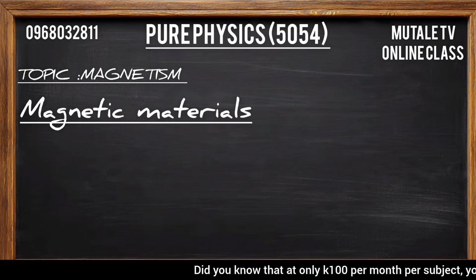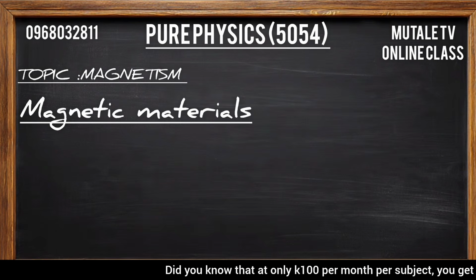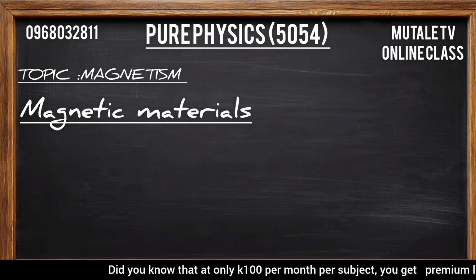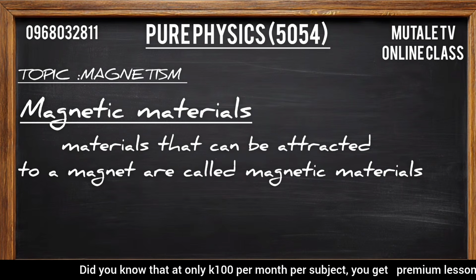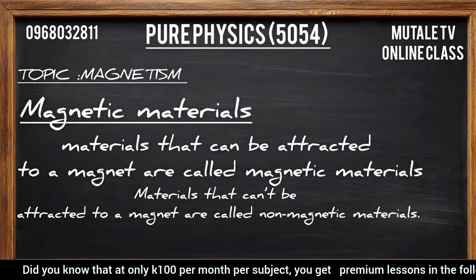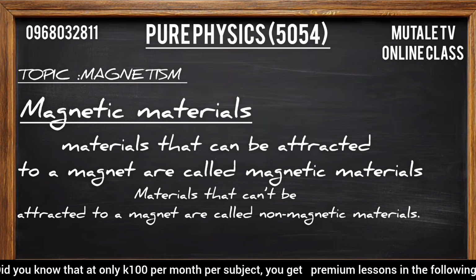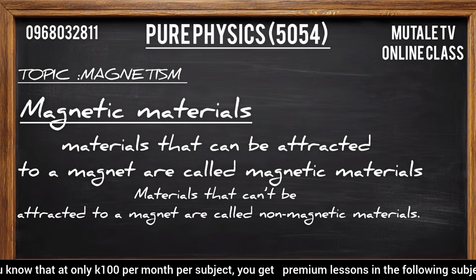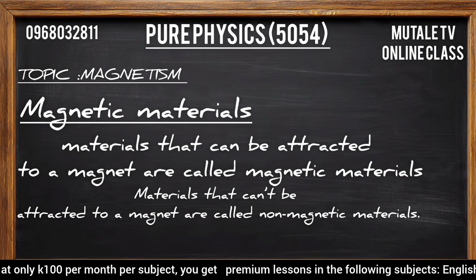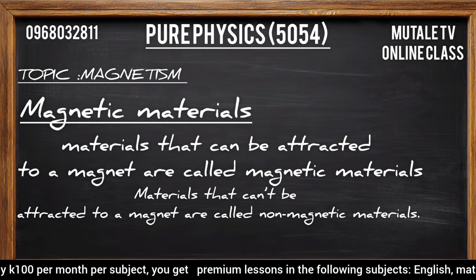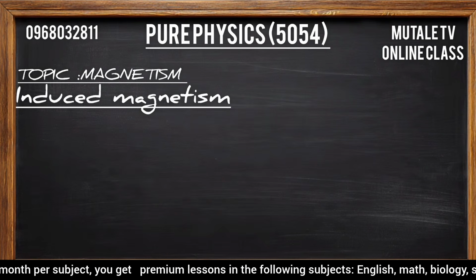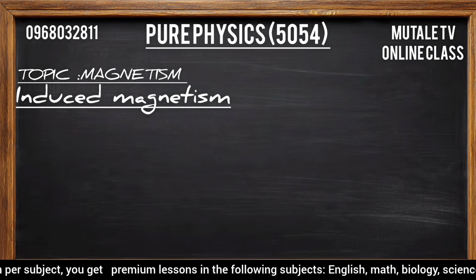Magnets attract some materials, for example iron, cobalt, nickel, and steel. These materials that can be attracted to a magnet are called magnetic materials. Other materials, for example copper, plastic, paper, and wood, that cannot be attracted to a magnet are called non-magnetic materials.